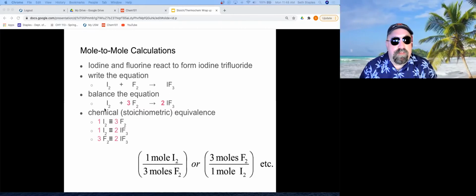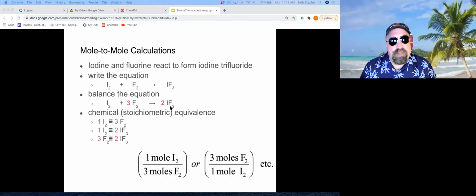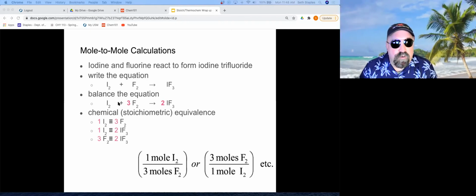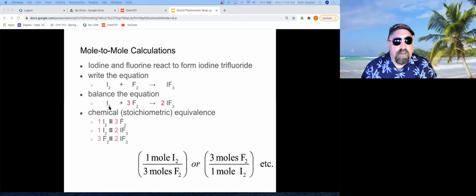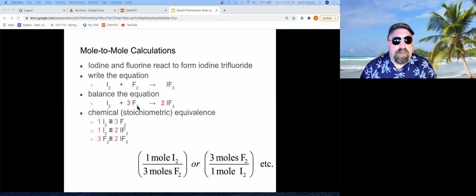But in our final balanced equation, we have 1 mole of I2 plus 3 moles of F2 to give us 2 moles of IF3. That then provides us with stoichiometric ratios between any two things in this reaction. We have 1 mole of I2 to 3 moles of F2, 1 mole of I2 to 2 moles of IF3, 3 moles of F2 to 2 moles of IF3.